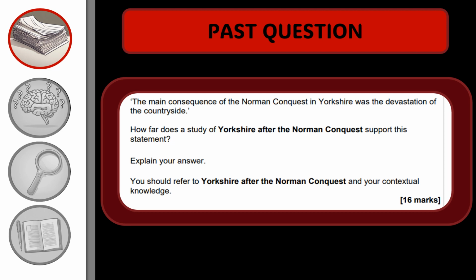Now, with something like this, you can refer to multiple sites within Yorkshire. So you need to talk about things going on in York as the main city versus the countryside, aka places like Warren Percy, which had been devastated by the harrying of the North. So you can see how a precedent has been set for this type of question where you're referring to more than one thing across a large geographical area.